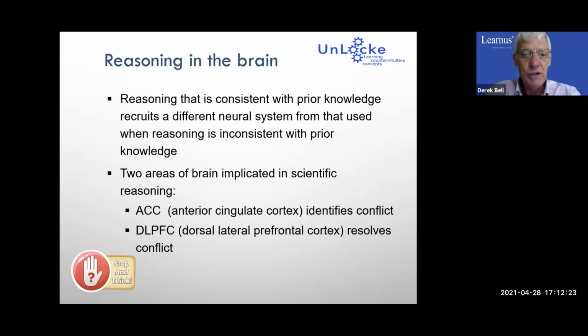And then the dorsolateral prefrontal cortex, which is at the front of the brain in the frontal cortex, actually resolves the conflict. And Denis calls these the Batman and Robin of neuroscience. The ACC is Robin, who says, Batman, we've got a problem. And of course, Batman goes and sorts the problem out.